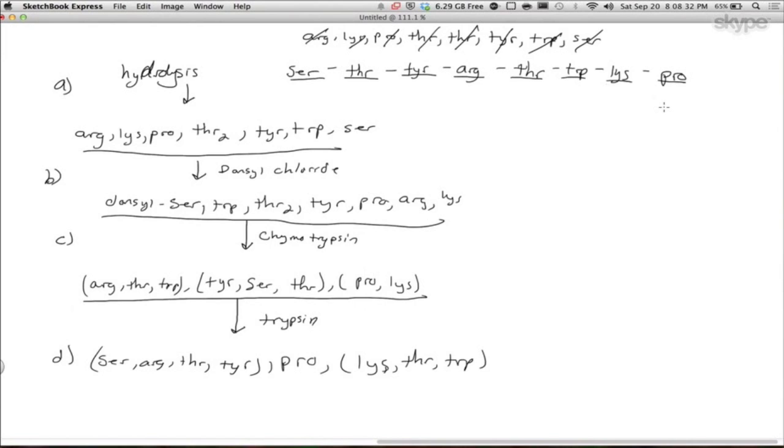point to the serine, arginine, threonine, tyrosine in D. You knew that that had to come first because it has serine in it. And that pretty much told you, when you used the previous results, where everybody went. And then you knew that the lysine, threonine, tryptophan had to be in the middle. And so when you overlaid that on your previous ideas, you were able to figure out where pretty much everyone went. That was very good.